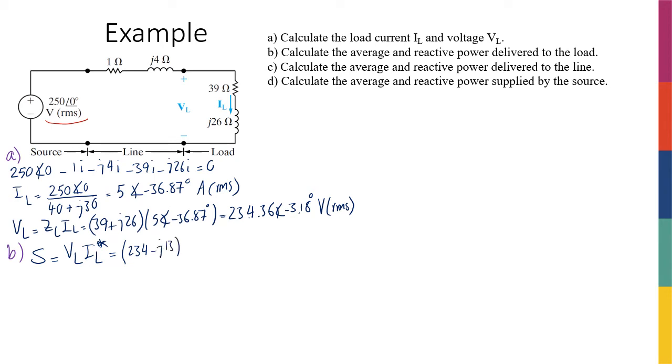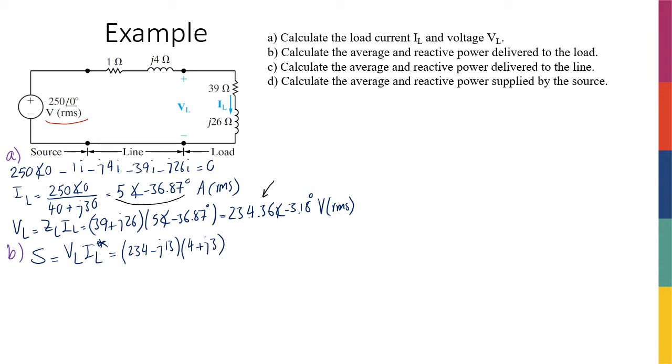So I converted this polar format number, 234.36 with an angle of negative 3.18, to rectangular format, and it became 234 minus J13, times the current, which is, again, if I convert this from polar format to the rectangular format, I'm going to get 4 plus J3. You might ask, why did you do that?